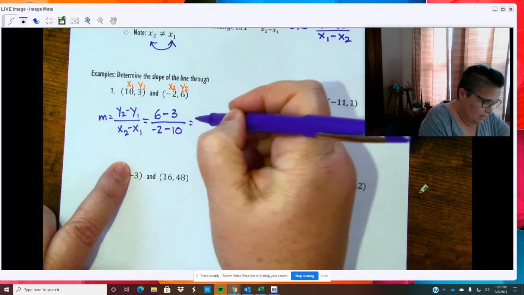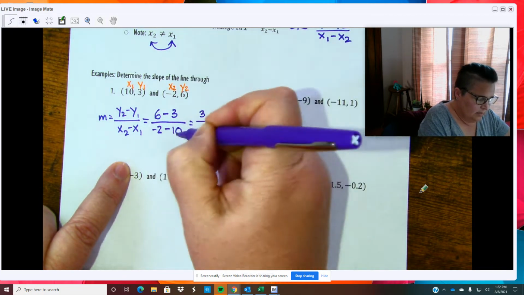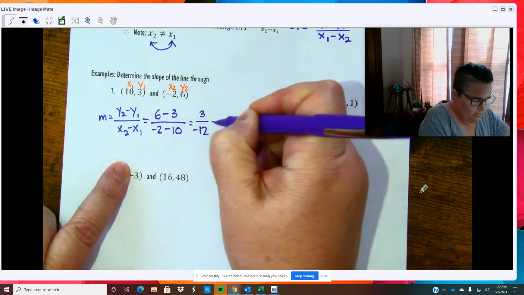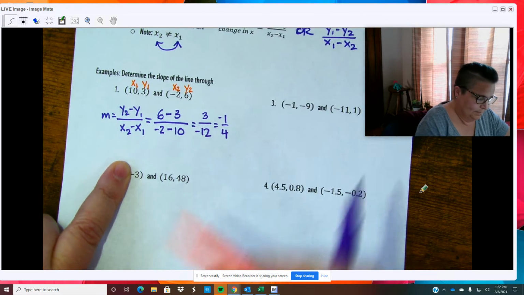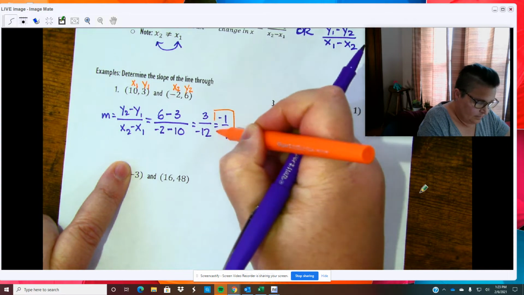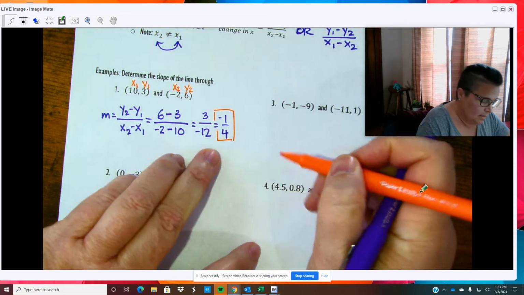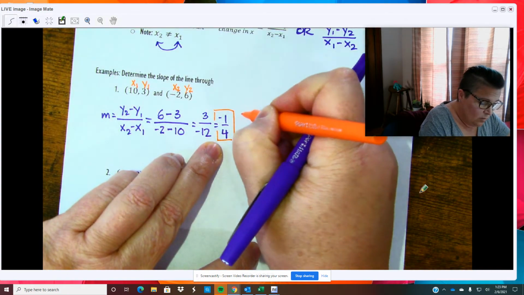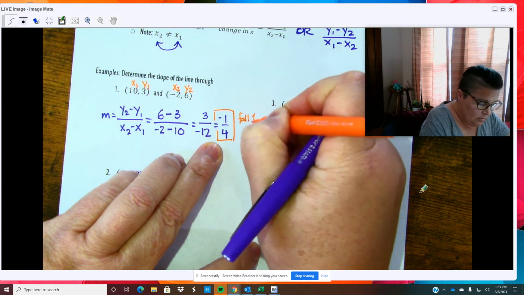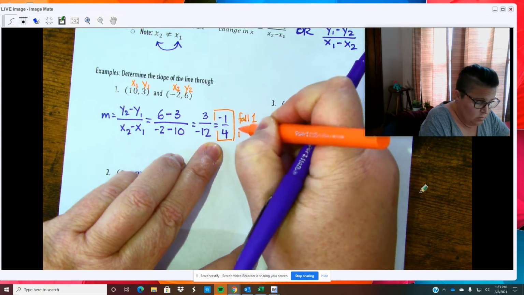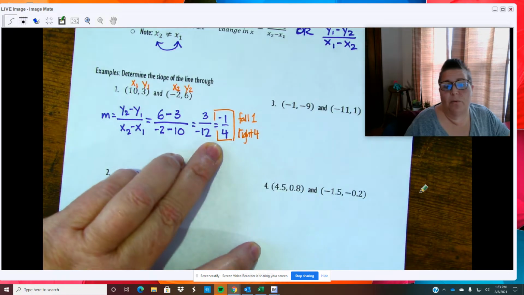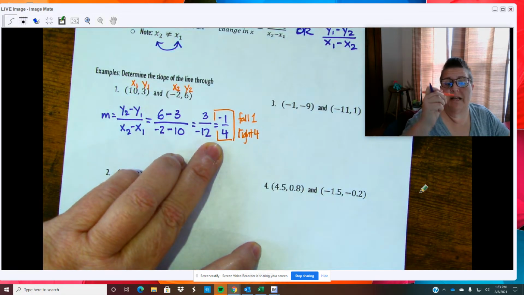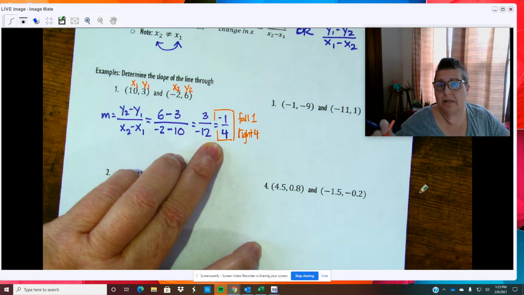6 minus 3 is 3. Negative 2 minus 10 is a negative 12. This is a negative 1/4 for my slope. What does this mean? This means that it's going to fall 1, and we're going to go right 4. So the way that this line will move is that it will fall 1 and go right 4.